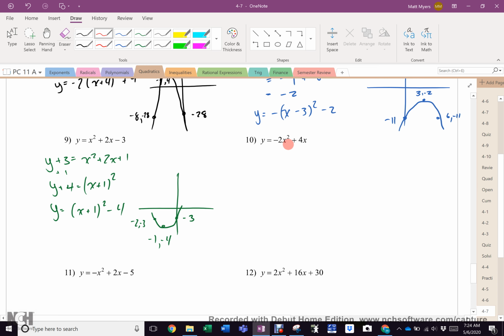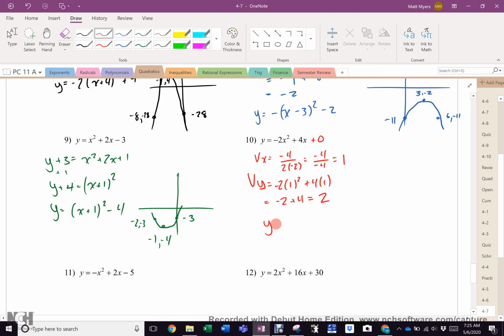And this one's tricky because it's missing that c. So this is really plus 0. So our y-intercept is going to be 0. But we can still do everything else. Vx equals negative 4 over 2 times negative 2, which is negative 4 over negative 4, which is 1. So our Vy equals negative 2 times 1 squared plus 4 times 1, which is negative 2 plus 4, which is 2.